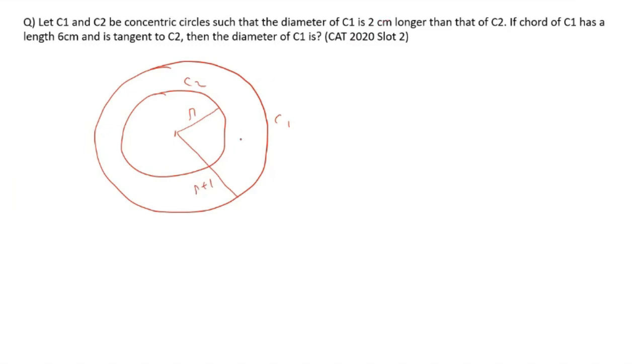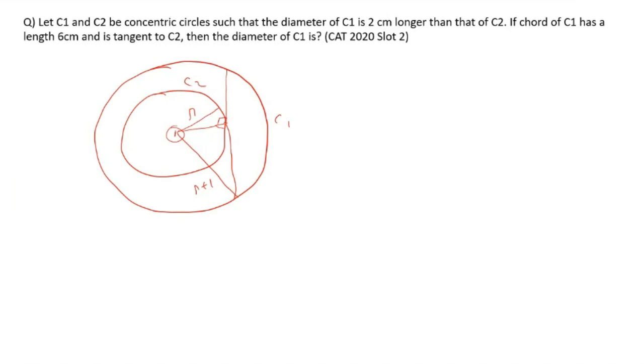If a chord of C1 has a length of 6 centimeters, so the chord of the bigger circle is tangent to C2. Okay, so there's a chord of C1 which is tangent to C2, something like this, and what is the diameter of C1? Okay, this seems like a pretty straightforward question, right? If you see the bigger circle, you know that there's a chord which is tangent to this as well. And concentric means the same center. So again, our go-to mechanism for a chord and a radius type of setup, wherein you need to find one of those and the other is sort of given, is just drop a perpendicular from the center to the chord.